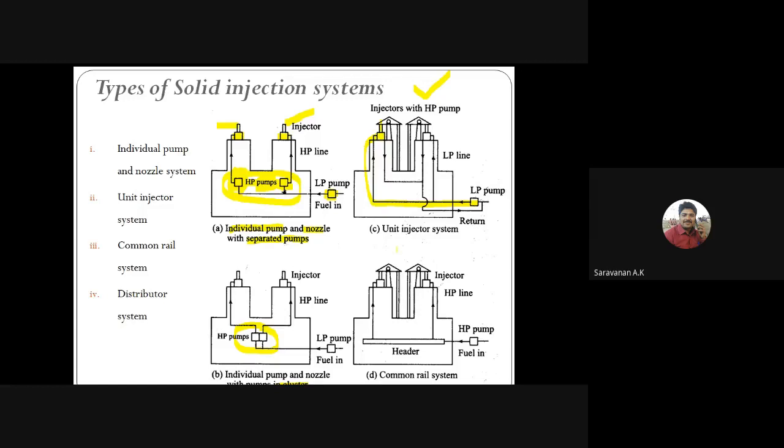So here each unit will be there. The line is also a separate line; we are supplying the fuel through a separate line to each injector, right? This type of injection is called the unit type injection, right? If the line is common, that type of system is called the common rail system, right? Here the header will be a common one. From the header we supply fuel to the injection pump, right? This type of system is called the common rail system.